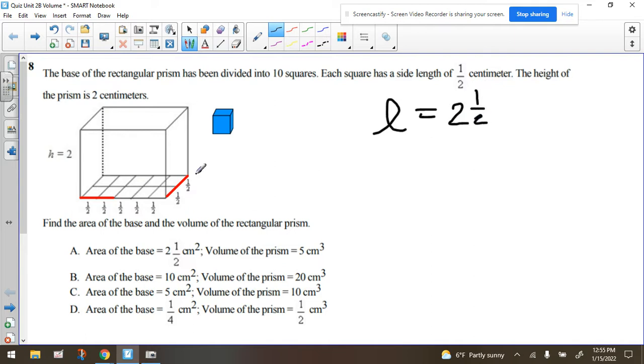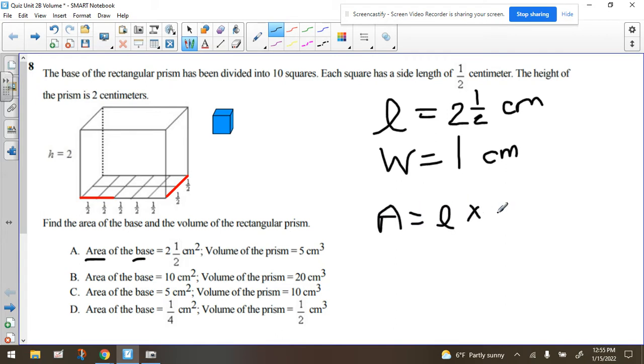Now what about going this way? We have a half and we have a half, so that means that those things together would make up a whole. The width on this thing is equal to 1 centimeter. Now they asked for the area of the base. To find that value, we have to do area equals length times width. Area equals 2.5 times 1. All right, so you'll finish that up and it'll be one of these choices that you see here for area.